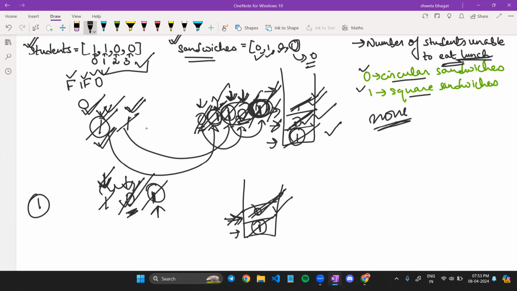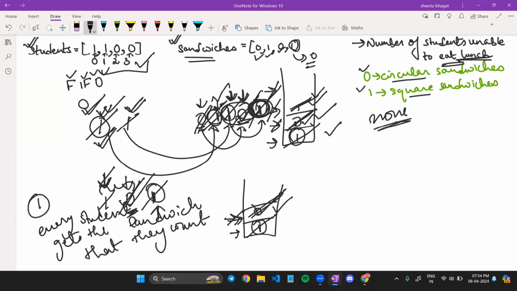So what is the first case? In the first case, every student gets the sandwich that they want, correct? So if every student gets the sandwich which they want, then none of them would be unable to eat, right? Because everyone would eat something, because they would get the order which they wanted.